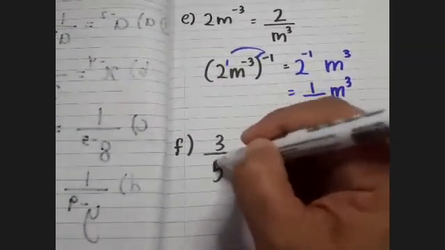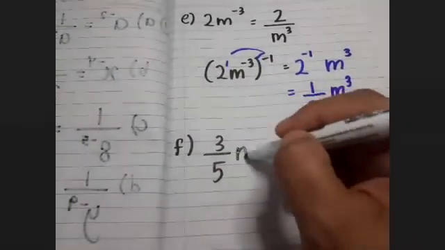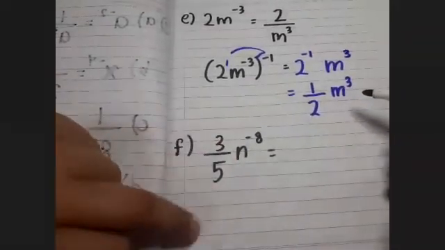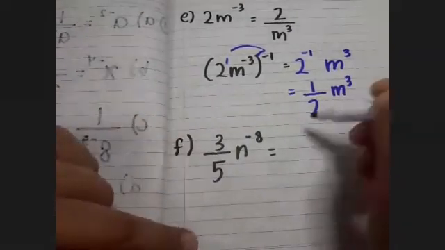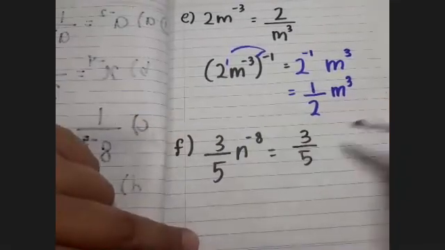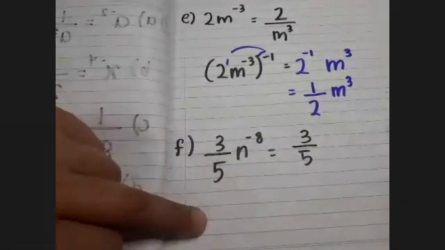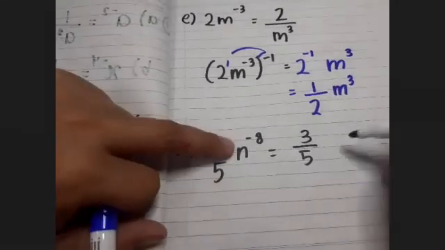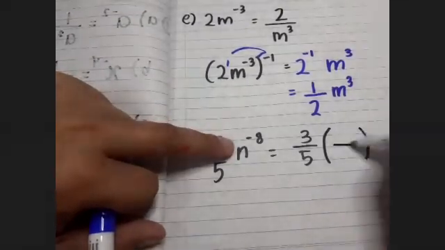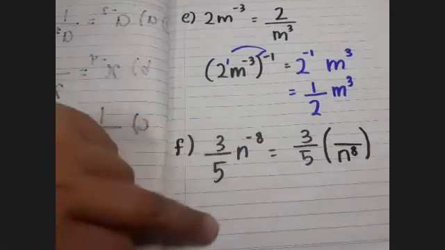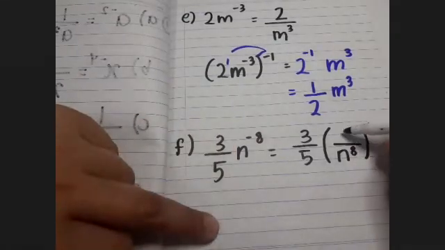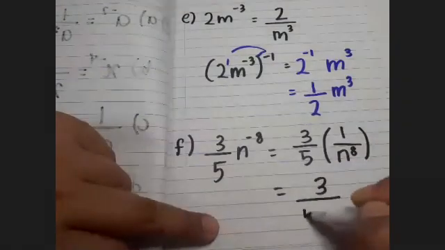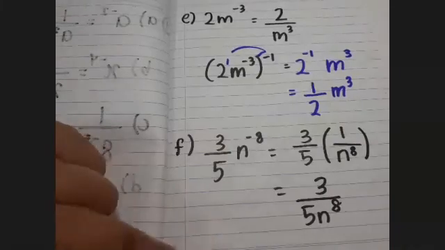Next, F. 3 over 5 n power of negative 8. So, the fraction, no negative index, no index, we just copy. N power of negative 8, this is negative index form. Dia ada kat atas, so nak jadi positif, kita tulis dia di bawah. So, n power of 8. How about the numerator? Letak 1, yes. This is 3 over 5n power of 8.